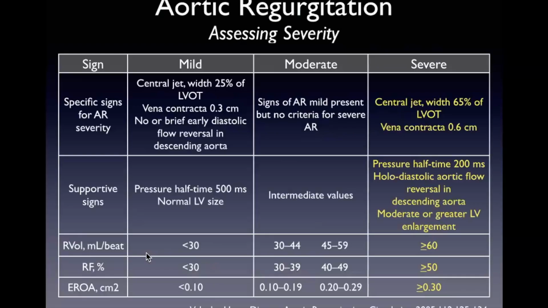Okay, so aortic regurgitation severity. This is familiar to everybody. The specific signs for severe: we talk about a jet width of 2/3 the LVOT, vena contracta of 0.6 centimeters, short pressure half-time of 200 milliseconds, holodiastolic flow reversal in the descending thoracic aorta, coupled with moderate or severe LV enlargement, especially in the presence of chronic aortic regurgitation. And if you want to do PISA calculations for regurgitant volume, fraction, and EROA: 60, 50, and 30.